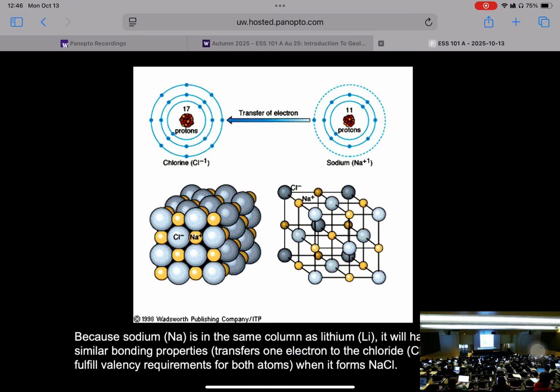Sodium chloride, right? There's sodium. You can see the same thing, 1 electron here. It's easier to give up 1 than to take 7. Chlorine has 1 valency, and so you transfer the electron. That's your ionic bond that makes up salt, or table salt, right? Or halite is the name of the mineral you'll be learning this week.